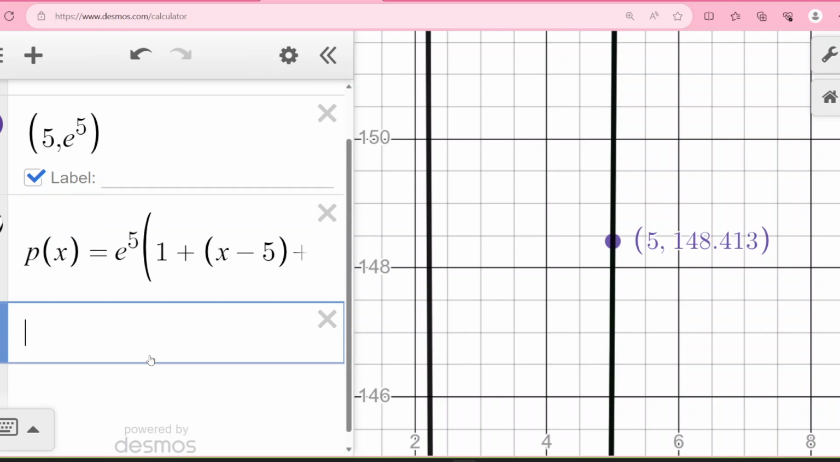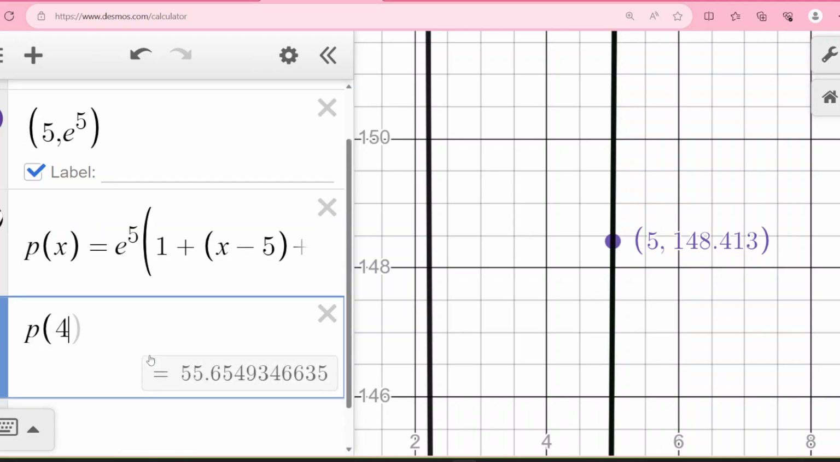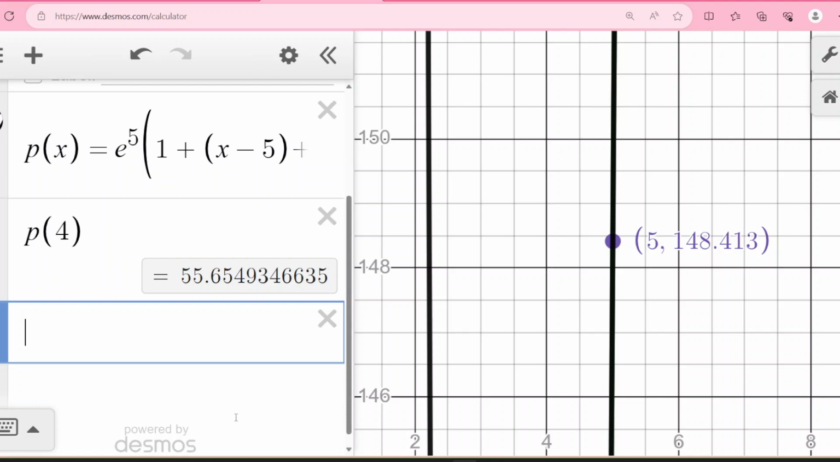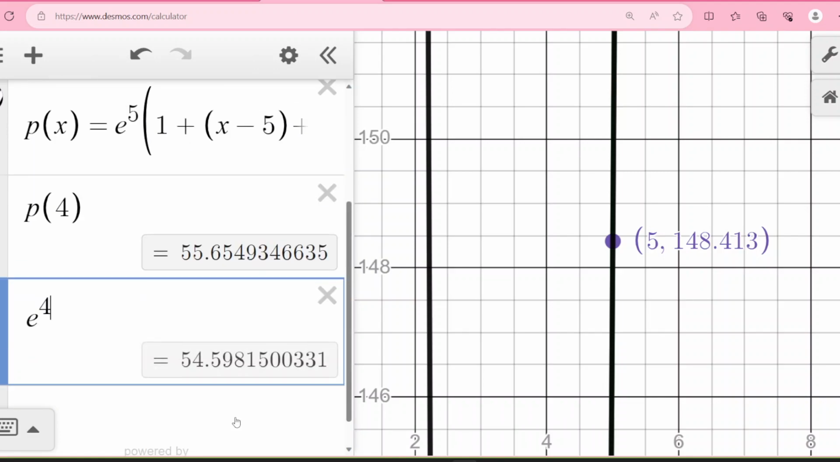So look at what p evaluated at 4 is. 55.6549, if I round to 4 decimal places. Now let's see what e to the fourth actually is. It's 54 something. So it's not the best approximation, and that's because 4 is a unit away. It's not close to 5.